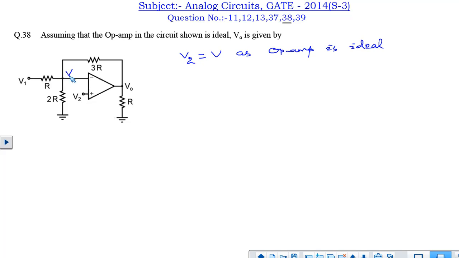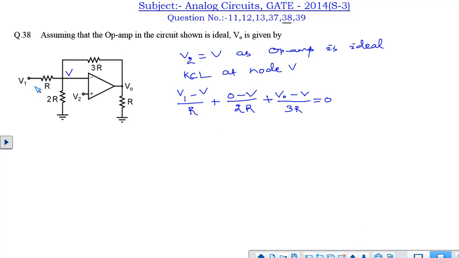So the virtual ground concept will appear here. Suppose V is the voltage here. V will be equal to V2, as the op-amp is ideal and is acting in the amplifying region. So we can apply the virtual ground concept, that is V2 is equal to V. Now we will apply KCL at this node. If we apply KCL at the node V, we can write (V1 minus V) divided by R plus (0 minus V) divided by 2R plus (V0 minus V) divided by 3R. The sum total of all currents at this node will be equal to 0.